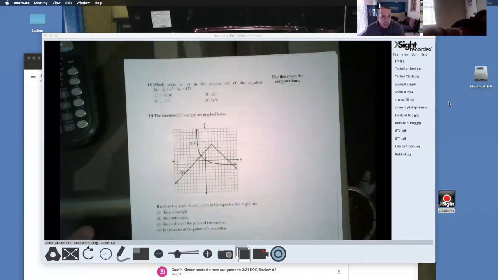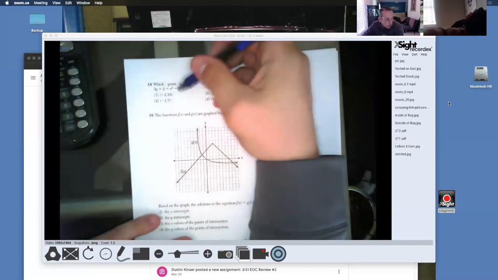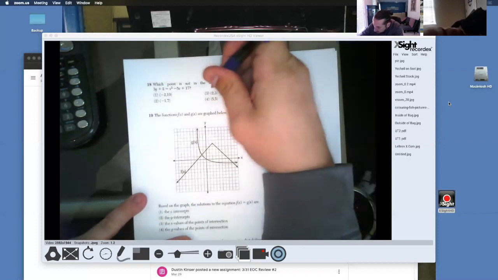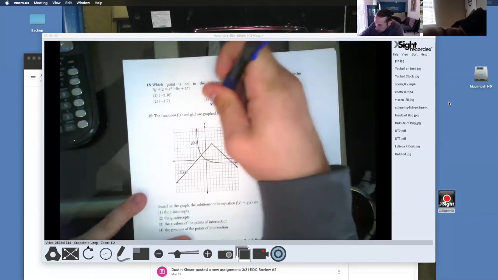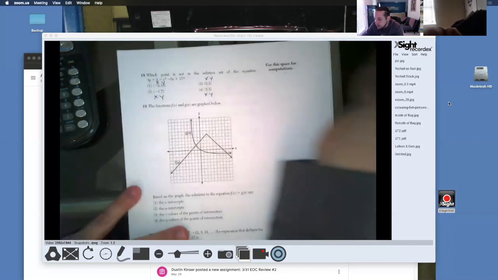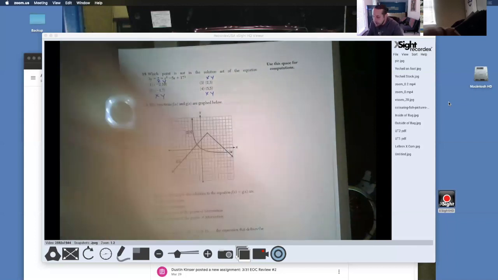Then for 18, which point is not a solution of the equations below? So this is basically just a substitution problem. We can move this equation around if we wanted to. But all these answers have an X and a Y. You're just going to plug them in and see which one works. So the easiest way is in the calculator.